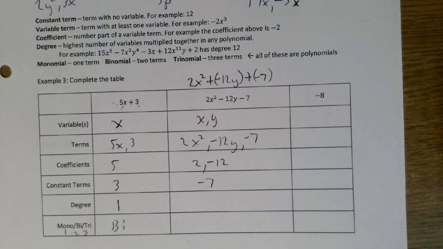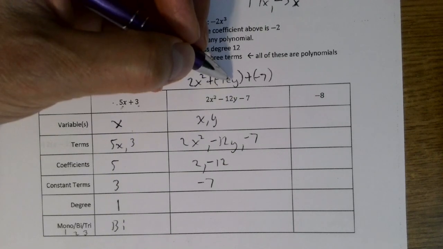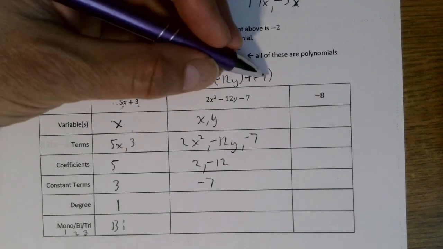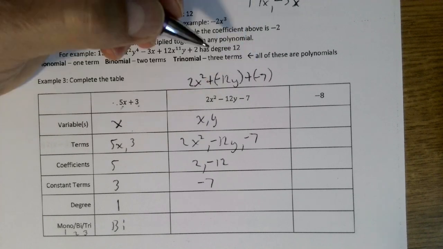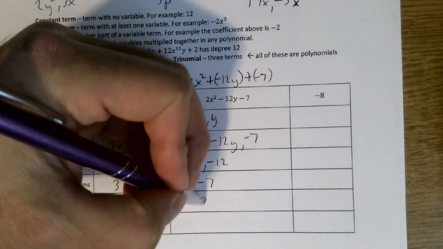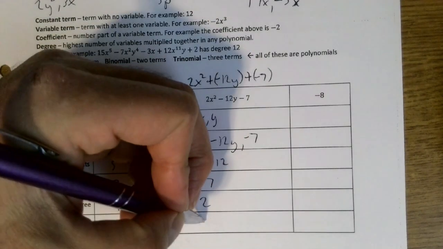Okay, degree, highest number of variables multiplied together. So here I've got x times x is x squared, so this one has 2 variables multiplied together. This is just a y, so it's got 1 variable, and this one has 0 variables. So we've got 2, 1, and 0. The highest between those numbers is 2. Okay, and this time we've got 3 terms, so trinomial.